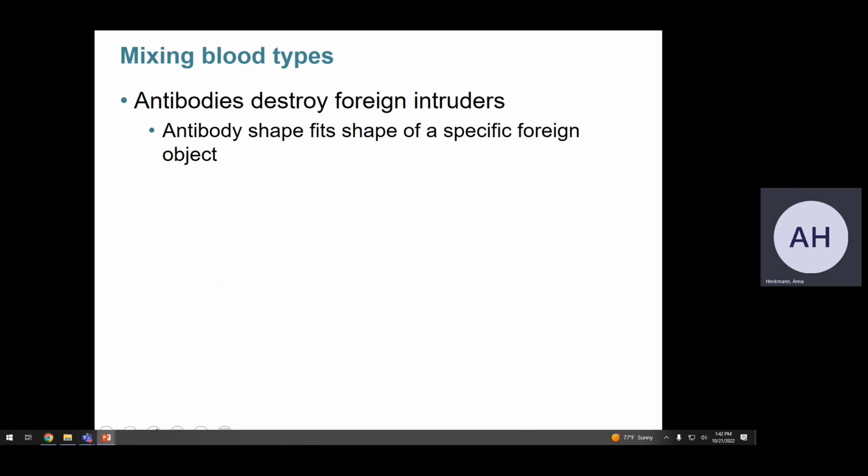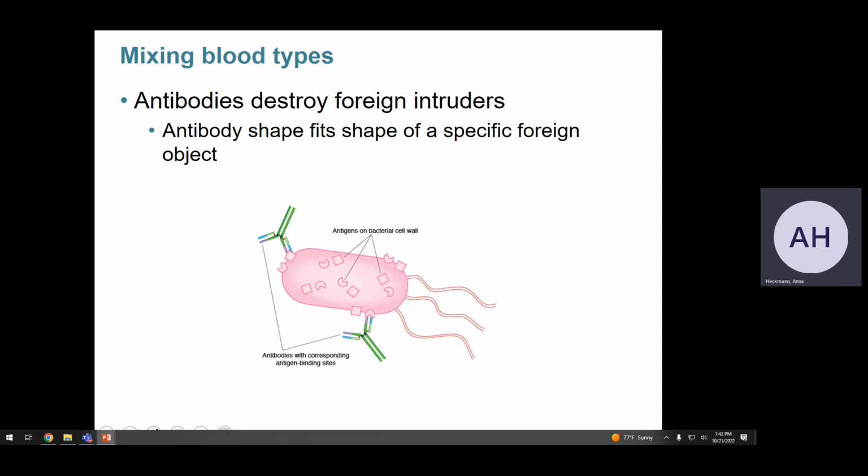Back to antibodies. Antibodies are found in the bloodstream, floating around and mixing with the red blood cells. Each antibody fits the shape of a specific foreign antigen. If that antibody happens to bump into its corresponding antigen, it binds that antigen and alerts the white blood cells that an intruder has been found and needs to be destroyed. It's very important to remember that each type of antibody is a specific shape designed to fit one specific antigen.